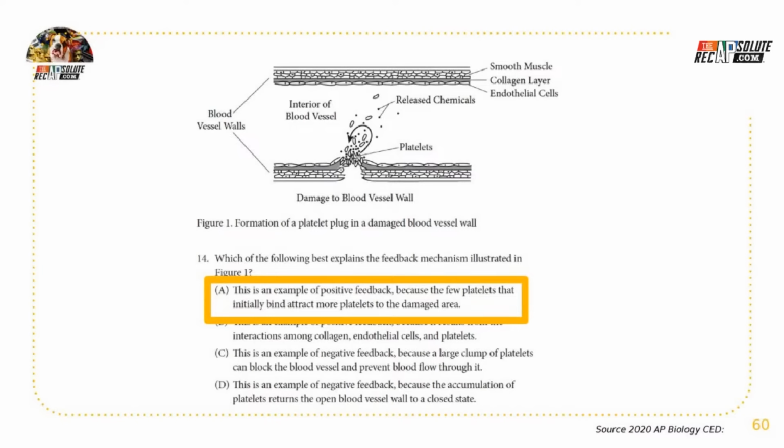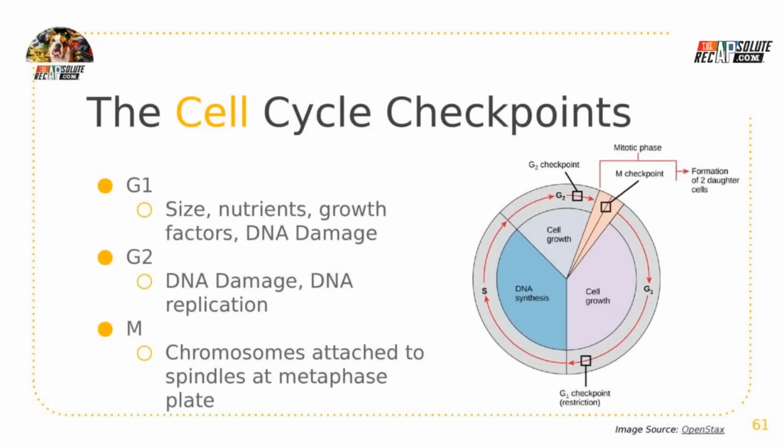Okay. The reason why it's A is because platelets are causing more platelets, and this clotting is not a standard condition of the body, right? And so we have a leak in the blood vessel here. These chemicals are causing more platelets to come and close that hole. We wouldn't typically want that to occur within an organism.